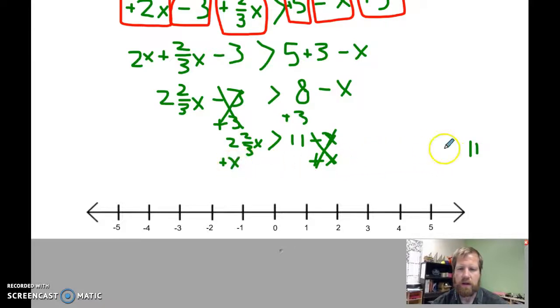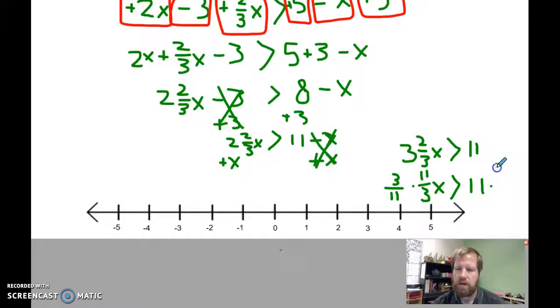and 3 and 2/3 x. It's going to be easiest if I turn that into an improper fraction. 3 times 3 is 9, plus 2 is 11. Thirds x is greater than 11. And then I multiply by the reciprocal. 3 over 11 times 3 over 11. Those will cancel.